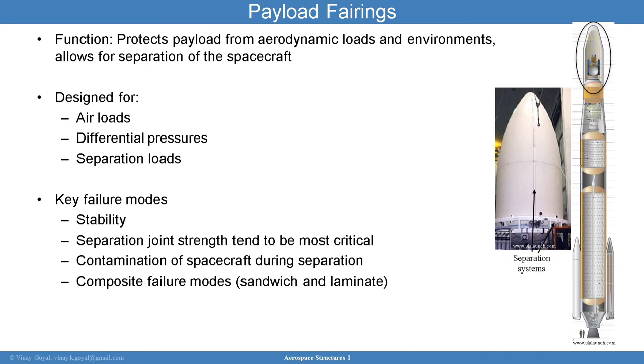Well, the function of a payload, let's look at the payload. The payload sits at the very top of the launch vehicle structure, and the main purpose of the payload fairing is to protect the payload from aerodynamic loads and environments. And it allows for separation of the spacecraft. And this needs to occur very carefully, because if during separation a part of the fairing comes into contact with the spacecraft, you could damage it.